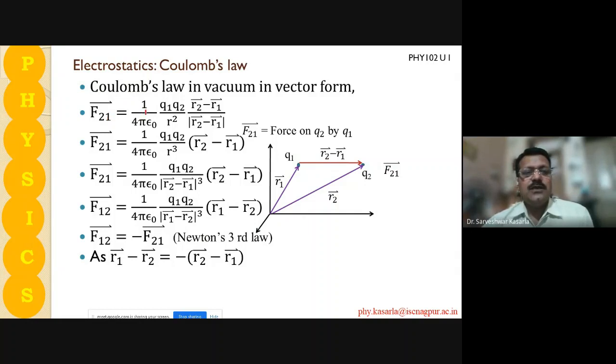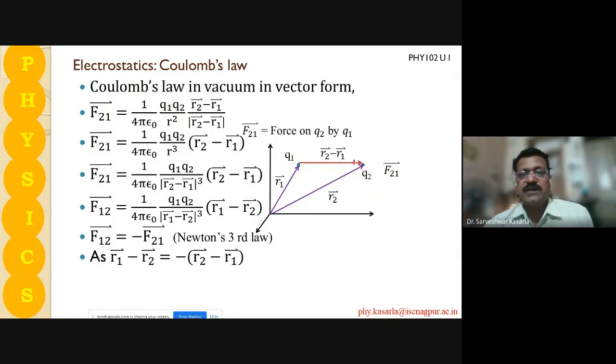So here the Coulomb's force F21 means force acting on q2 by q1. This charge q2 is pushed by charge q1 and that force is given by F21. Its direction will be like this. So this is the direction of F21, and that force F21, the force acting on charge q2 by q1, will be equal to 1/4 pi epsilon 0 q1 q2 upon r square. This is the magnitude, and its direction is given by the unit vector along this direction.